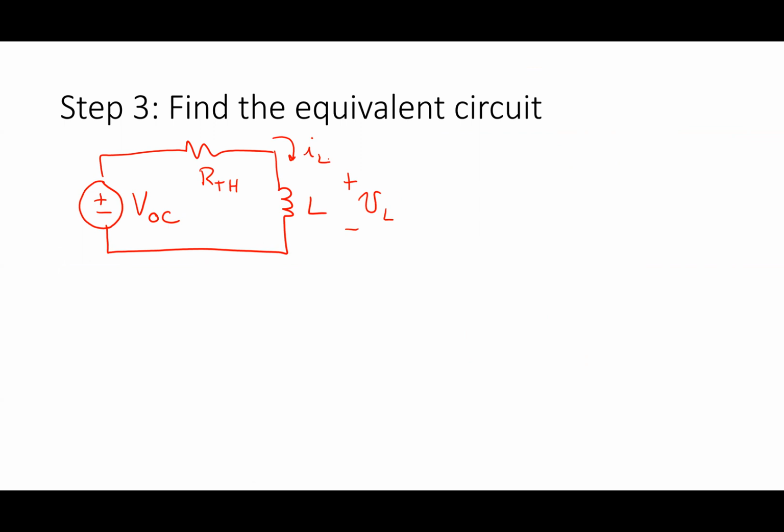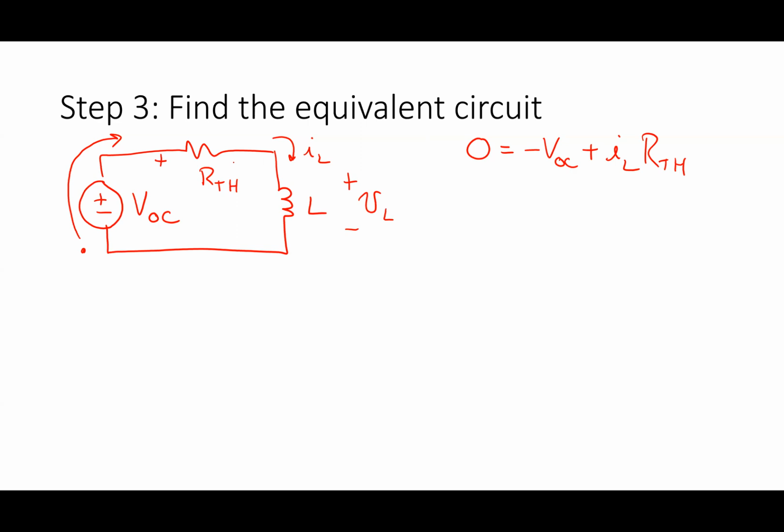KVL. Okay, let's do that. 0 equals, and again, I always start in this corner and I work around clockwise. So how do I write that out? In terms of what I've written right here, 0 equals what? Negative VOC plus IL times RTH.